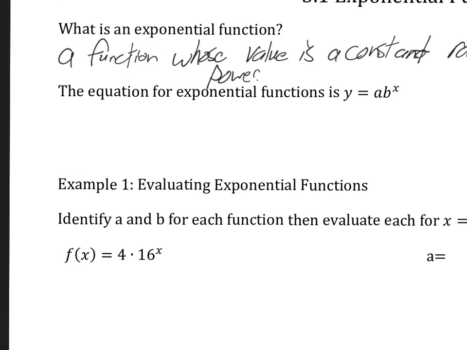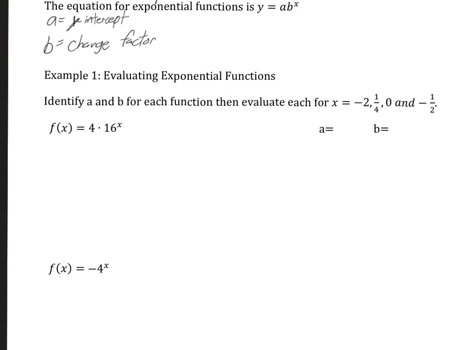Okay, so the equation for an exponential function is y equals ab to the x. So thinking about this, we've already talked about this. We did this at the beginning of the year. So a is your y-intercept, and b is your change factor. Okay, so right below, I want you to identify a and b for each of these, and then solve them for where x equals -2, where x equals 1/4, 0, and -1/2.